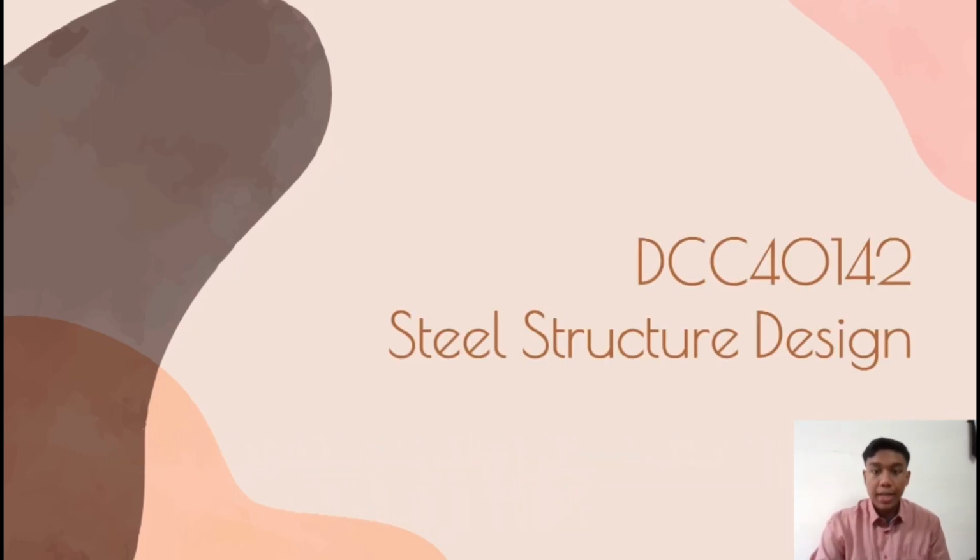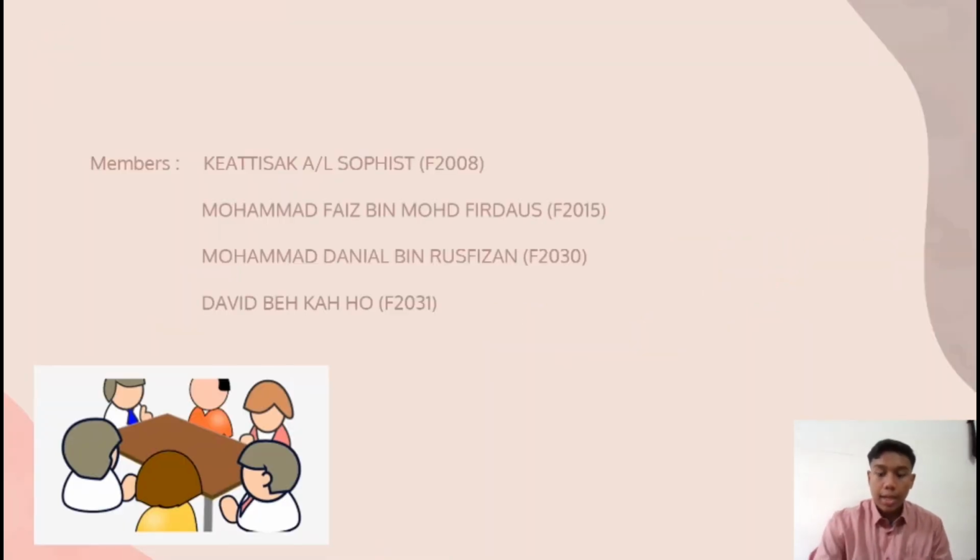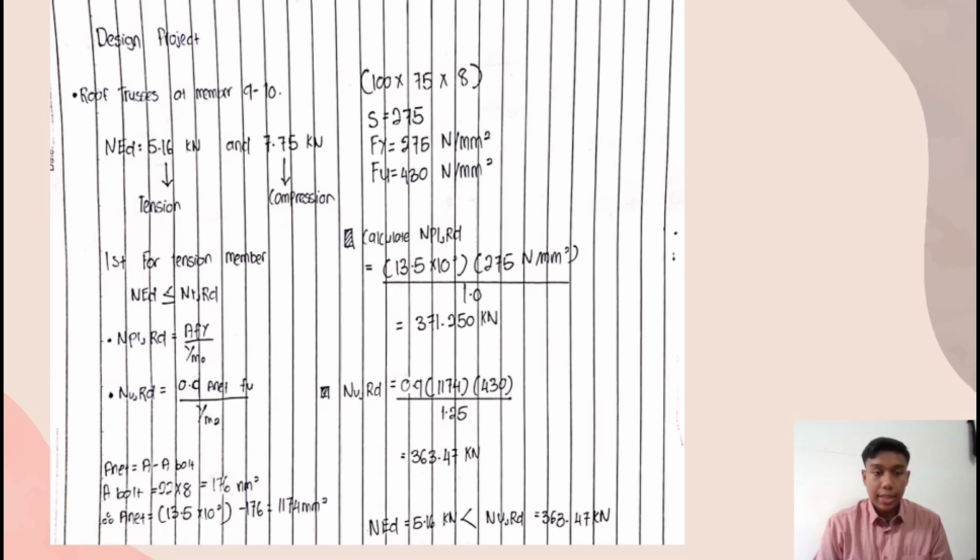Today, I am going to explain my part, which is about the roof trusses. So this is the step. First we must find the NED for tension and compression. For tension, the NED is 5.16 kN and for compression is 7.05 kN. The section that I choose is 100 times 75 times 8, and the steel grade is F275.